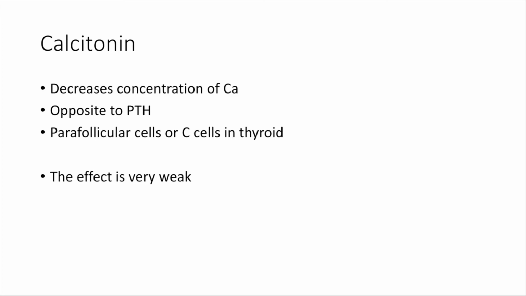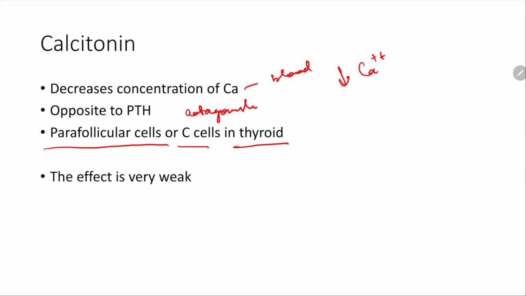So now we'll discuss the one hormone that actually decreases the concentration of calcium in the blood, decreases serum calcium levels. That is calcitonin. Calcitonin is released by the parafollicular cells, also known as C cells, in the thyroid gland. Remember that, very important. So it is an opposite or antagonistic action to PTH. It decreases the concentration of calcium. The effect, you remember, is very weak as compared to vitamin D and PTH. So this causes a decrease in calcium levels.